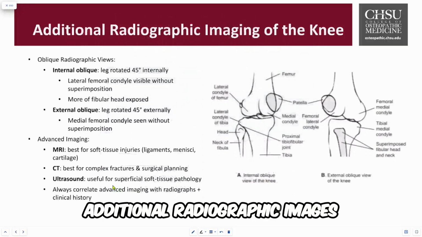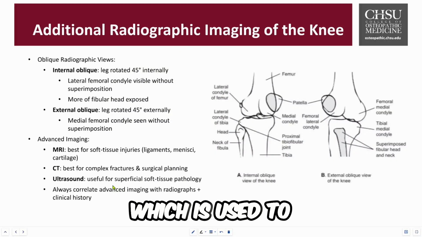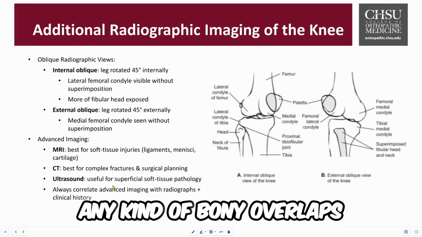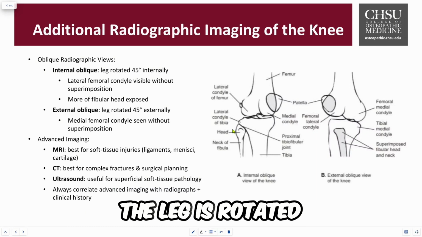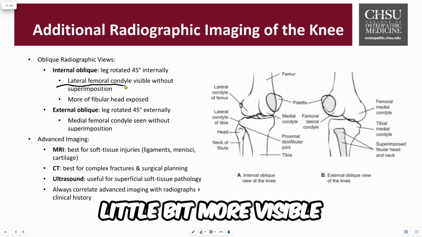There are some other additional radiographic images for the knee. This one includes the oblique view, which is used to see the condyles without any kind of bony overlaps. So with the internal oblique, the leg is rotated 45 degrees internally, and this will cause you to have the lateral femoral condyle a little bit more visible.